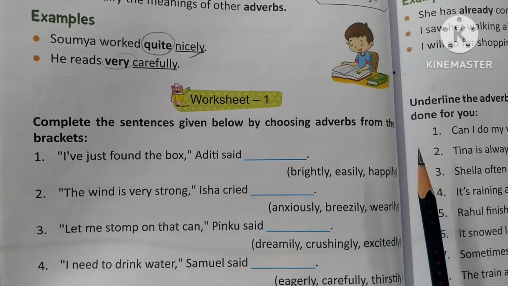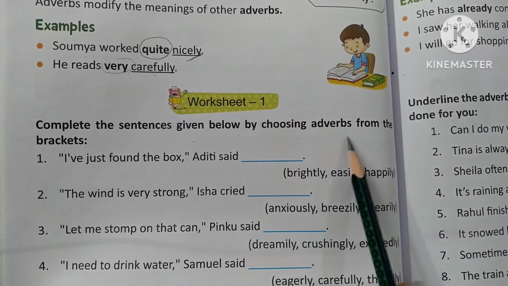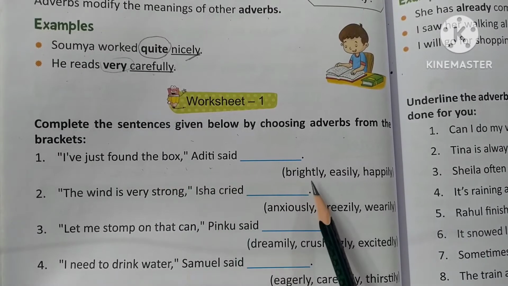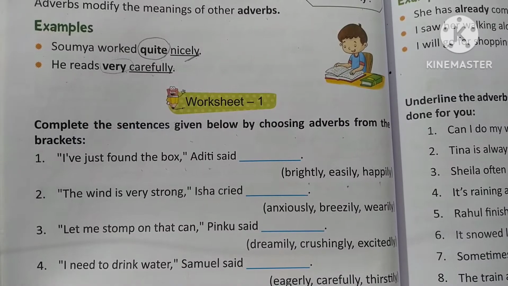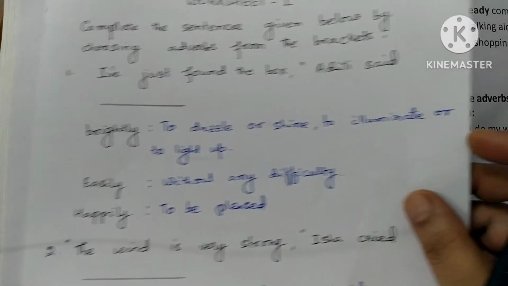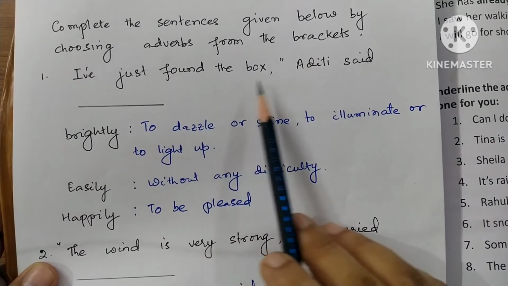Now worksheet 1. Complete the sentences given below by choosing adverbs from the brackets. I have just found the box, Aditi said brightly, easily or happily. Now students, to know what will be the correct adverb, we need to first understand the meanings of these words.